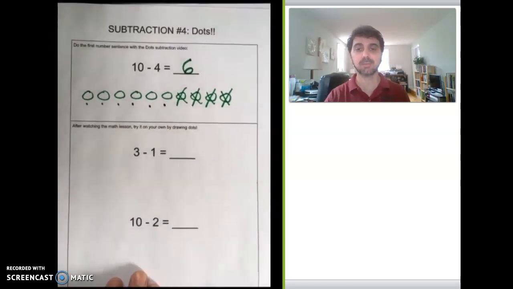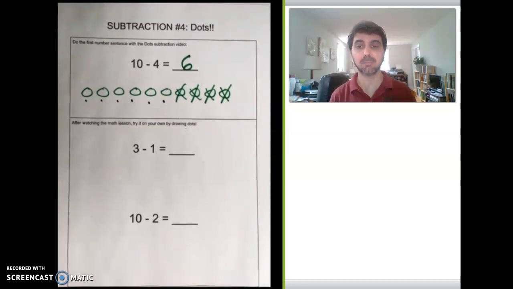So there's 2 more problems here. If you don't have the paper, you can pause the video and you can write them down and you can make up your own problems. I would keep the problems within 10.